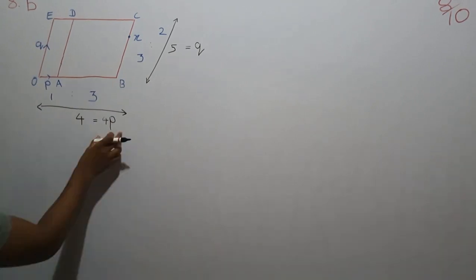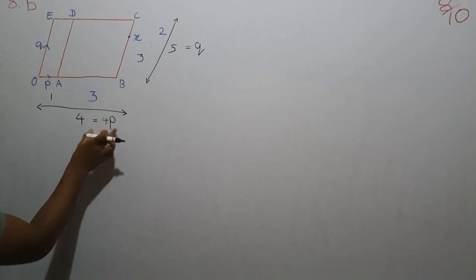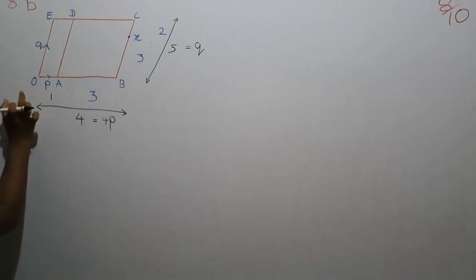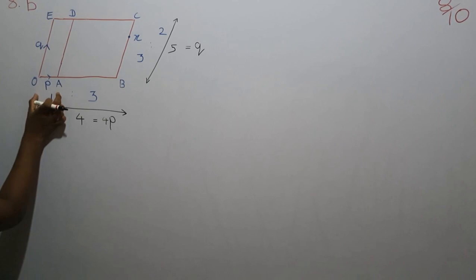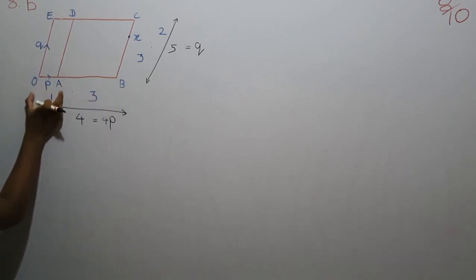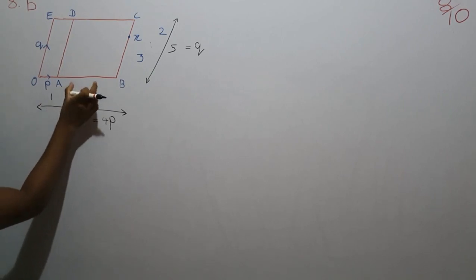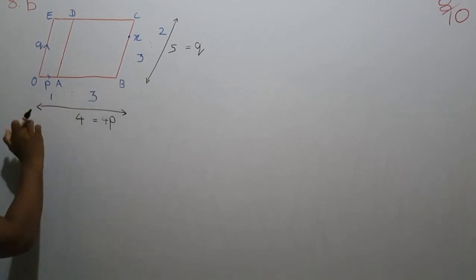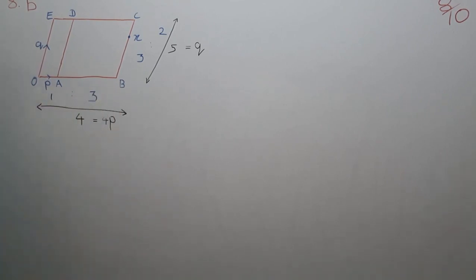So then I do 4P. 1 part is P, and there are 3 parts here at AB. So P, 2P, 3P and 4P. Total is equal to 4P. Roman numeral 1.